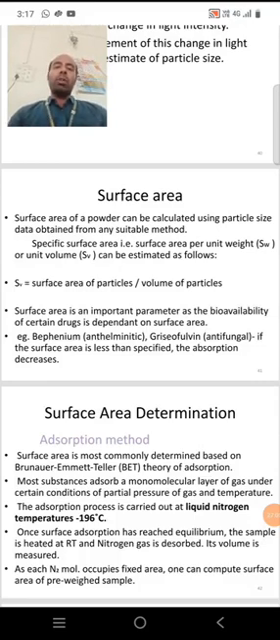Surface area is an important parameter as the viability of certain drugs is dependent on the surface area. An example is the drug griseofulvin, an antifungal drug. If the surface area is less than specified, the absorption decreases. A second example is the anthelmintic drug bephenium.